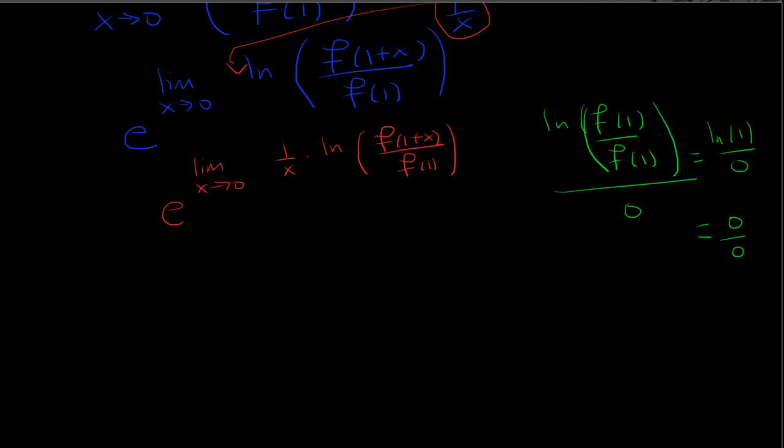So I'm just going to rewrite this to make it look better. The x is on the bottom, and then I have ln of f of 1 plus x over f of 1. Okay, so the numerator is 0, the denominator is 0. We can use L'Hopital's rule.